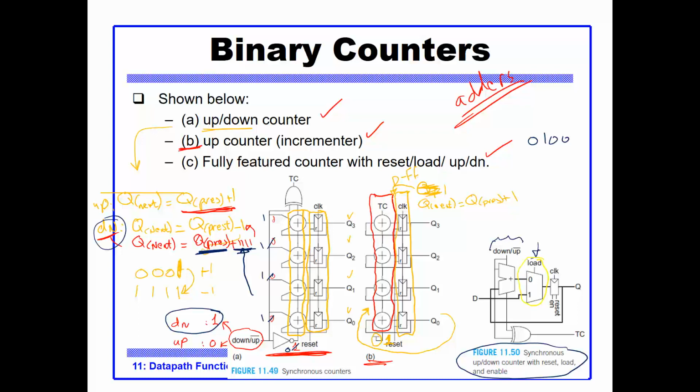So this extra mux provides for me the load function. So I have the up, the down, and the load. How about a reset? Why do I need to reset the counter?